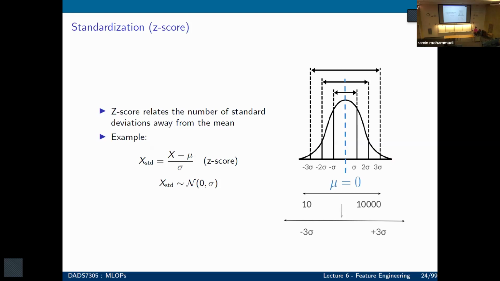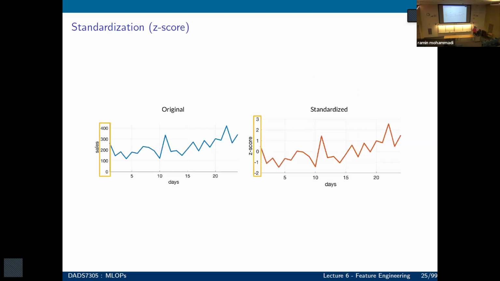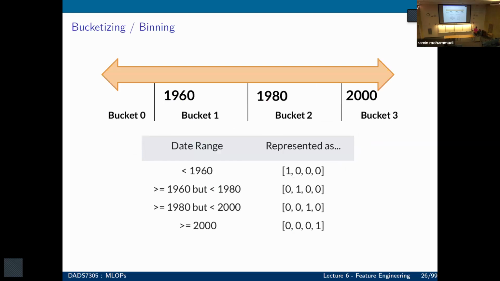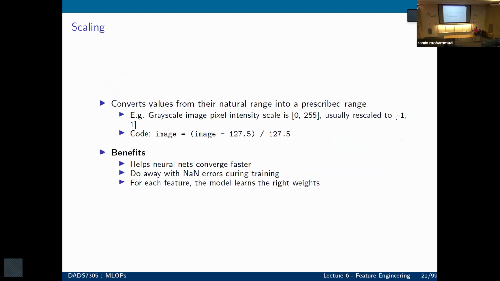The same thing with standardization or z-score, which brings the data range to from -3 standard deviations to 3 standard deviations. That also does the same thing. It just changes the range, but the shape of the data remains the same. Now, let's go back here. You could also do scaling, for example for images, where you do image minus 127 divided by 127. There are different ways that you can do that.